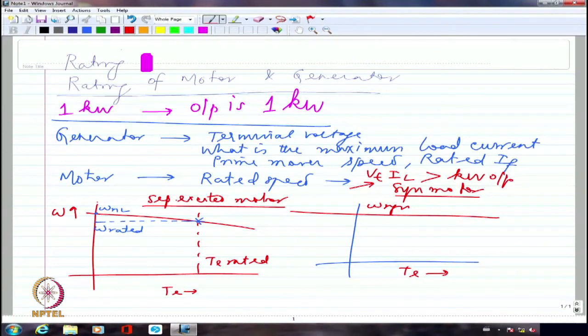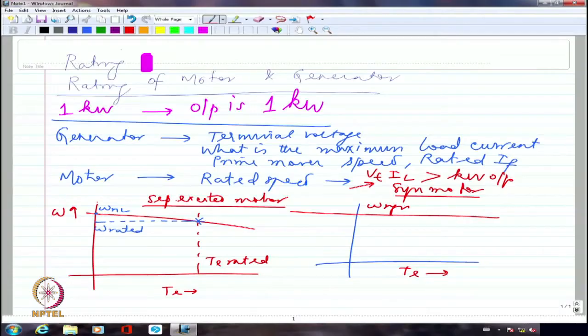Loading a generator, you will do it by connecting a resistance if it is a DC generator. Loading a motor, you will do it by maybe holding the shaft, putting a brake, right? If it is a grinder, you will put more and more material to be ground. So it is essentially causing impediment. It's not allowing it to freely rotate.